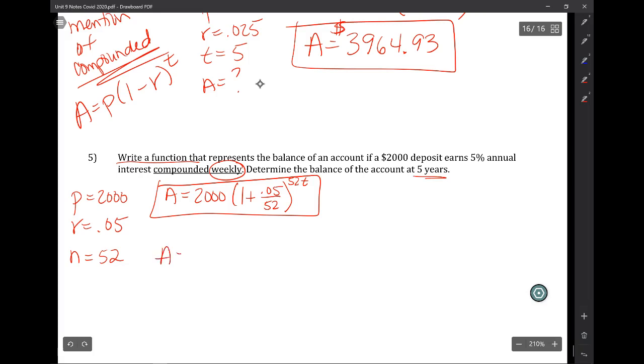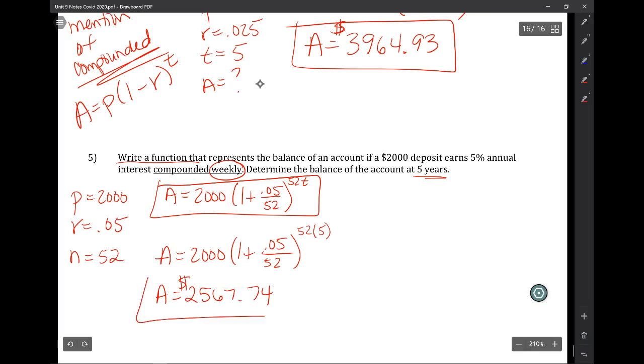So now I'm going to take that equation and I'm going to substitute 5 where T is because it's 52 times for 5 years. I type that all in my calculator all at once, and my investment increases up to $2,567.74. All right, that takes us to the end of our exponentials unit from home.